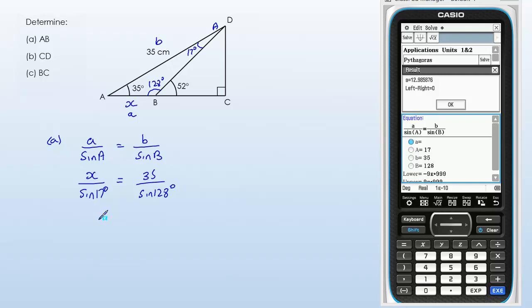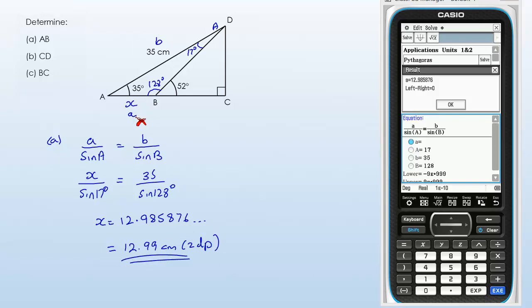So x is equal to 12.985876, and then say that that's equal to 12.99 centimeters to 2 decimal places. So I'm giving it as a final answer.